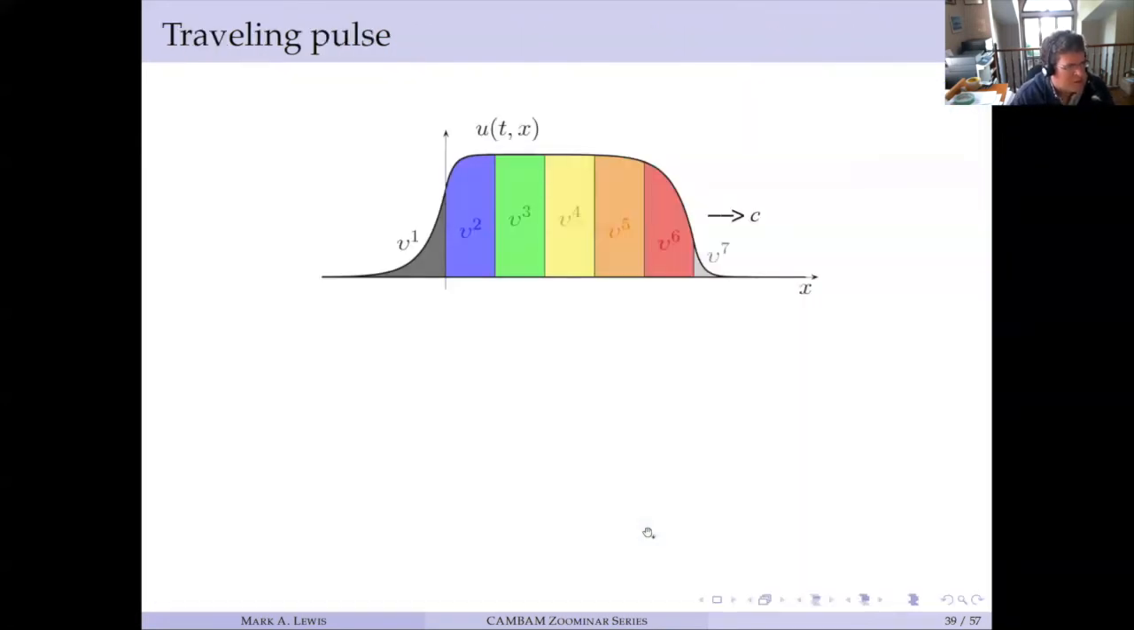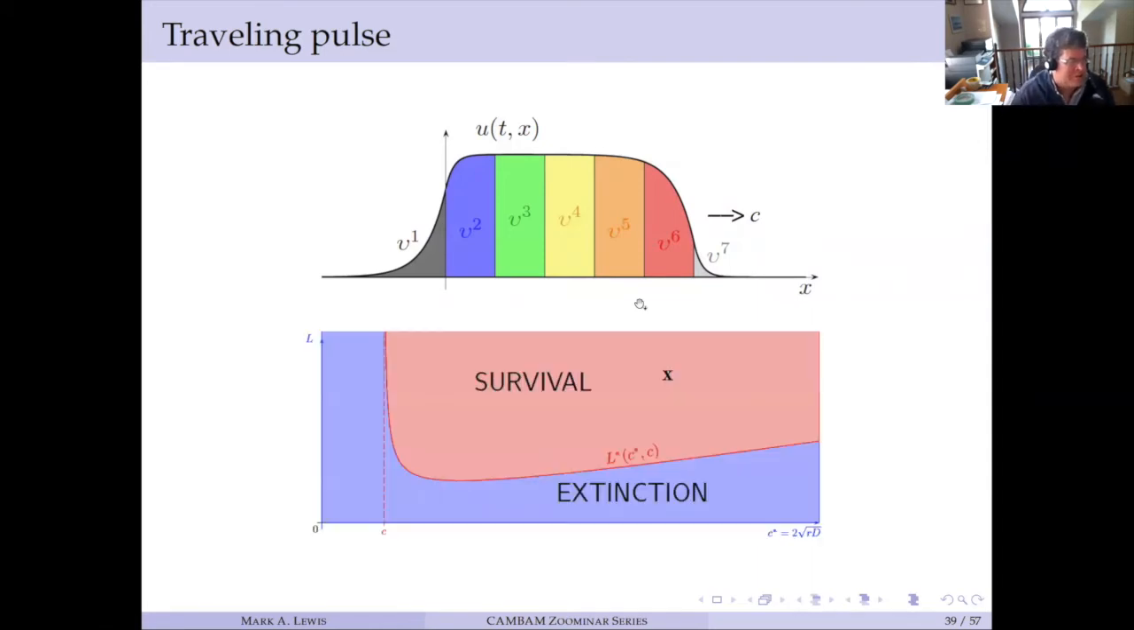So here's a traveling pulse, and it's moving to the right now at speed c. And if the astute observer will see, I have also sliced this like a loaf of bread into these different neutral genetic fractions. If we look at this diagram, c star versus L, this particular pulse is in the survival region, and so we know that this is going to be a reasonable solution that will exist.